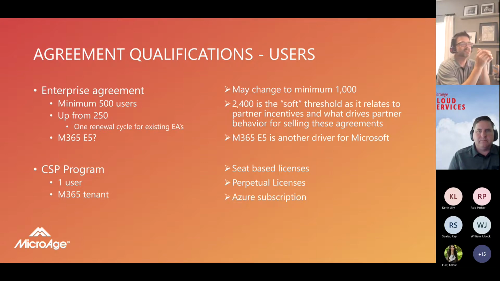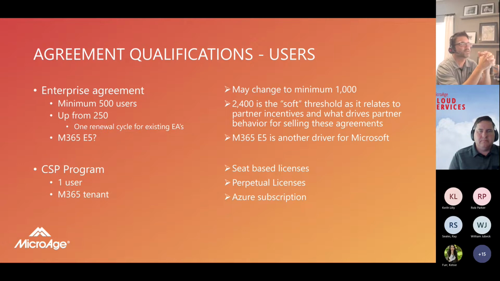Remember, the minimum is expected to change to 1,000, and that 2,400 seat threshold, which I'll dive into a little bit, sit tight, that's the soft threshold as it relates to partner incentives and really what's driving partner behavior for selling these agreements. Anything over 2,400, they're probably going to get you to think about an EA. Anything below 2,400, they'll probably propose something related to a CSP agreement, because that's really, let's call it, the artificial dividing line that Microsoft has created right now amongst partners. Again, we're just being transparent with you. That way you know what to expect and how to best make a decision.